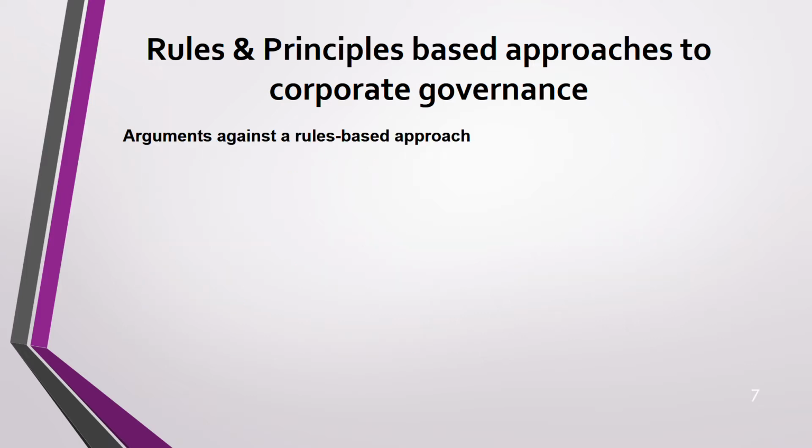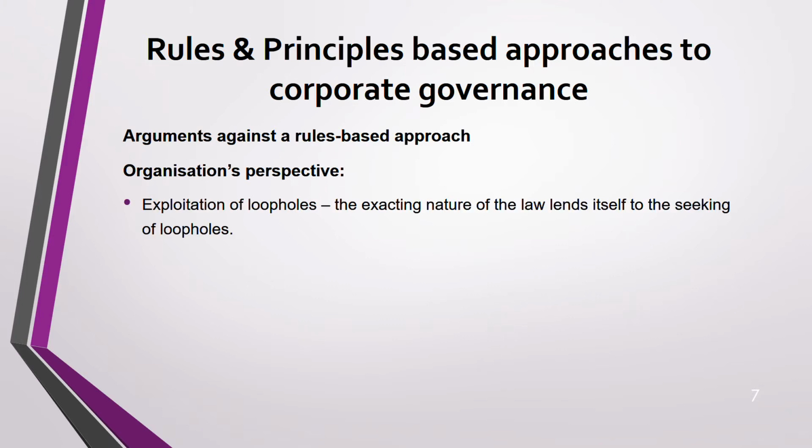Coming to the against, the opposite of rule based, why do they not support rule based organizations? From the organization's perspective, because exploitation of loopholes is there. See, rules do not cover all the circumstances. That's why whenever rules are made, some group of the organization or stakeholders will find loopholes. That's why laws always keep changing, because loopholes will be there. It's not an easy thing to close the loopholes. You can never, some way or other loopholes will be there. So it's a disadvantage, right?